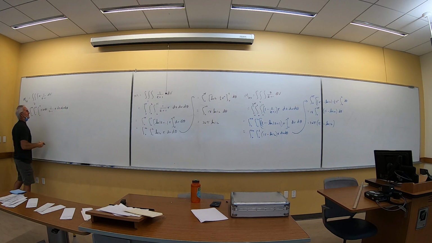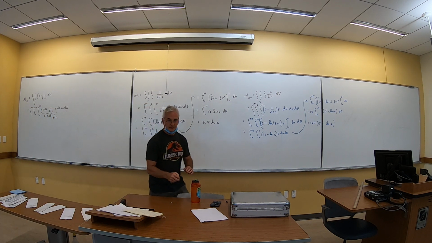Ooh, that means I'm going to have an r squared now. So let me take this. I'm just going to go like that. Now it's r squared cos theta times 1 over z plus 1. I'm going to be lazy. I don't want to rewrite the whole thing.